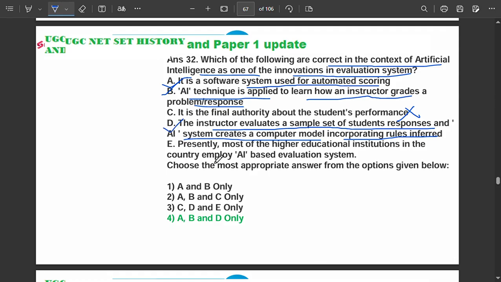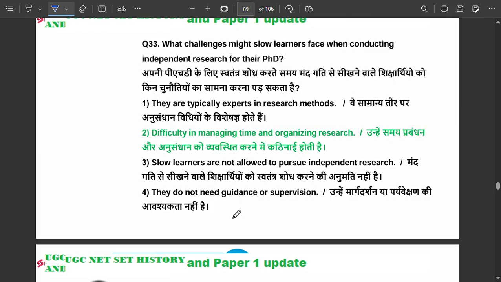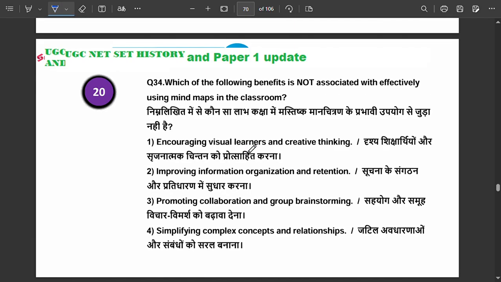And presently most of the higher educational institutions in the country employ AI based evaluation systems. This is incorrect. So option number 4 was the correct answer, A, B and D. Next question number 33. What challenges might slow learners face when conducting independent research for their PhD? Option number 2. Difficulty in managing time and organizing research was the correct answer. Option number 2.